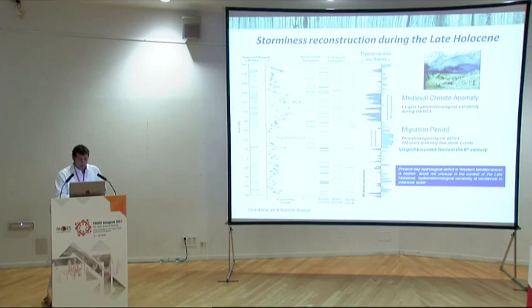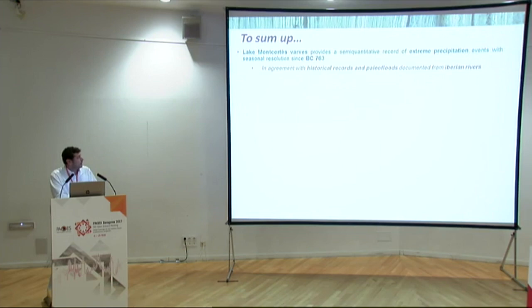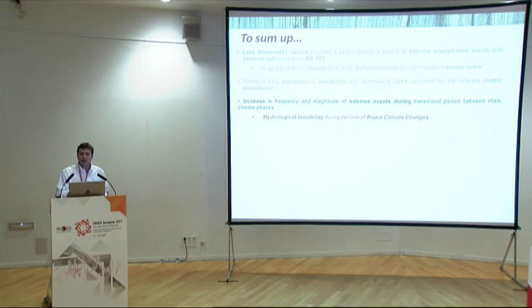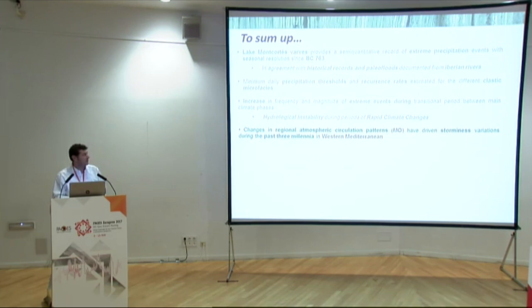And just to sum up, in this study, we've provided a semi-quantitative record of extreme precipitations for the last 3,000 years that is in agreement with historical records and also with paleofloods documented from Iberian rivers. We've also got minimum precipitation thresholds for the different microfacies. We've seen an increase in the frequency and magnitude of extreme events during transitional periods between the main climatic phases. We've seen that changes in the regional atmospheric circulation patterns, such as the Mediterranean oscillation, are controlling storminess in this area of the Western Mediterranean.